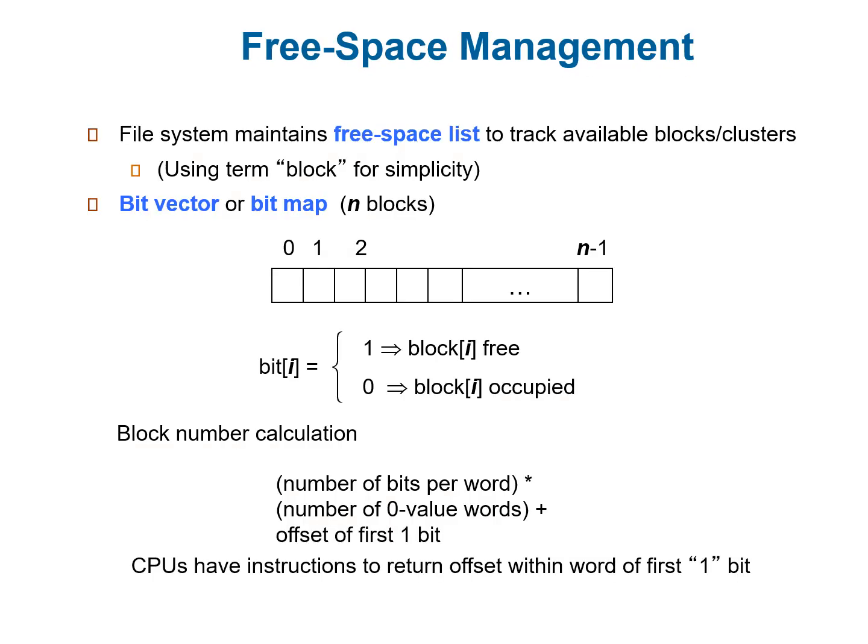So this is free space management. The file system maintains a free space list to track available blocks or clusters. And we have a bit vector or bitmap of n blocks. Bit i equal to 1 means block i is free and 0 means it is occupied. How I can identify the first free block is based on the formula: number of bits per word times number of zero-value words plus offset of first 1 bit. So all those things comprise identifying the blocks.